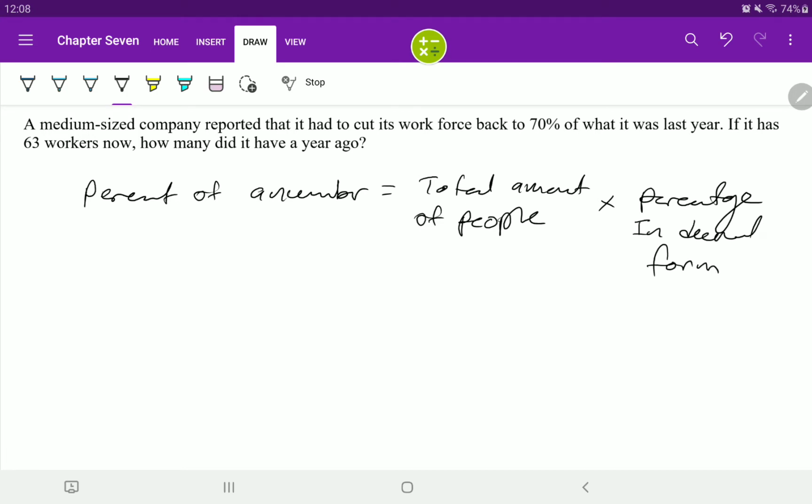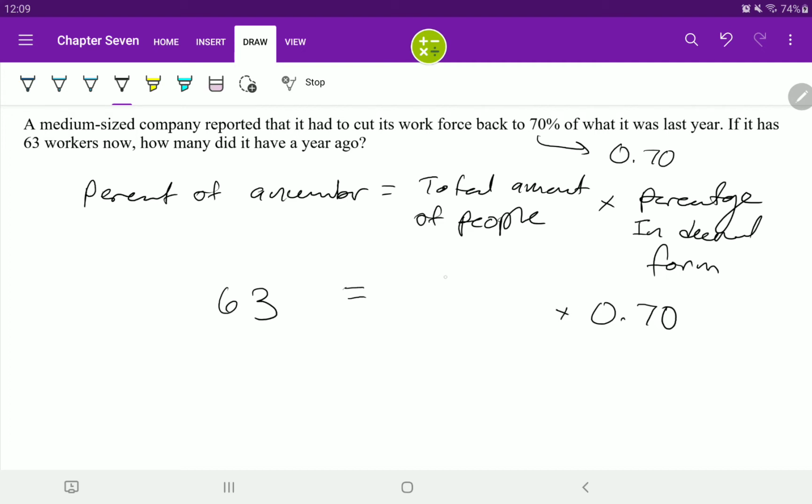So the question asks, how many did it have a year ago? Well, that's what we're looking for. The only thing that we know in this case is that I had to cut the workforce back to 70%, and the outcome of that is 63. So therefore, my decimal 70% can be written as 0.70, which I'm going to write down here. Put some more space. 0.70. And I know 70% of the workforce last year equals 63.